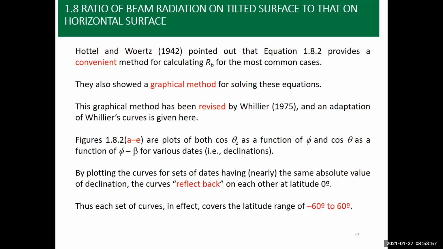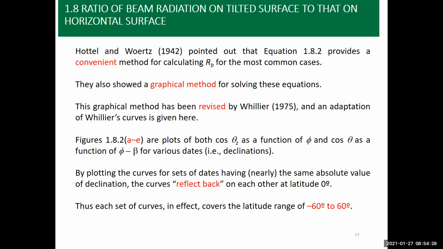Here we are talking about a set of graphs which are located in the book. They are basically figures 1.8.2 A, B, C, D, E. So five figures are given so that they can provide us with cosine theta z and cosine theta as well, depending on the values of phi, the latitude angle. So knowing the value of phi, you can get cosine theta z, and knowing the value of phi minus beta, you can determine the value of cosine theta.